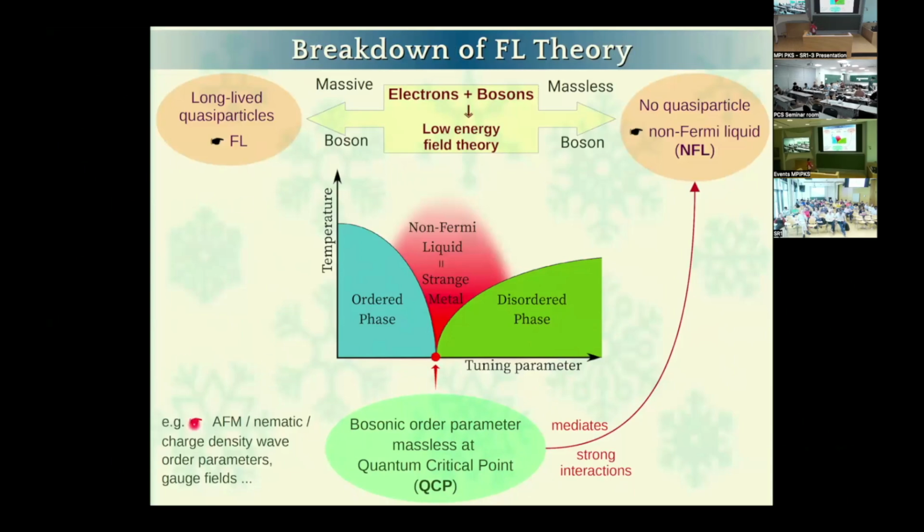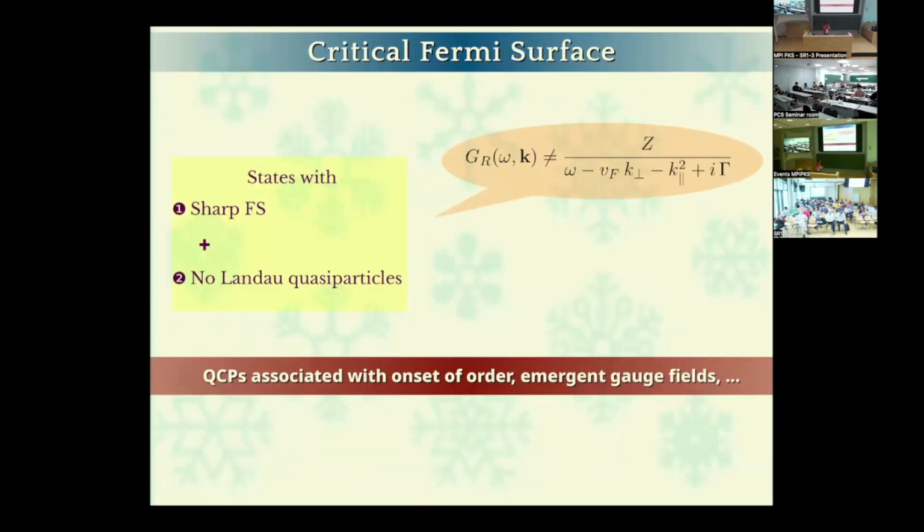Some examples involve the antiferromagnetic critical point or the nematic critical point, which I'll focus on in this talk. There can be CDW or charge density order parameters, and gauge fields, which can be actual gauge fields or even artificial gauge fields that can emerge in condensed matter systems. Okay, so in particular, I will focus on something called critical Fermi surfaces. That means I'll be looking at systems where we have a sharp Fermi surface, but the Landau quasi-particles may get destroyed. In the beginning, I showed you this nice Green's function you could write for an interacting Fermi liquid. But for a non-Fermi liquid, it's no longer possible to write this kind of Green's function. And as I said, these critical Fermi surfaces will be associated with quantum critical points tied to the onset of various kinds of orders or even gauge fields.